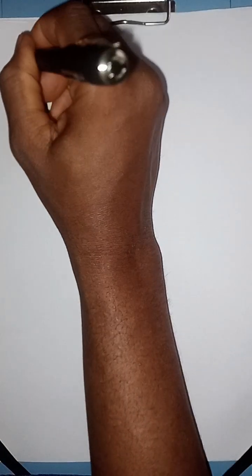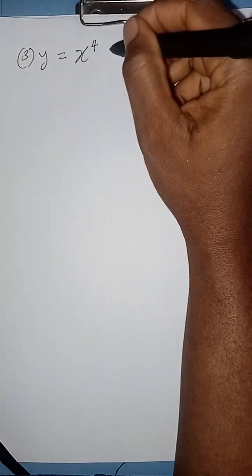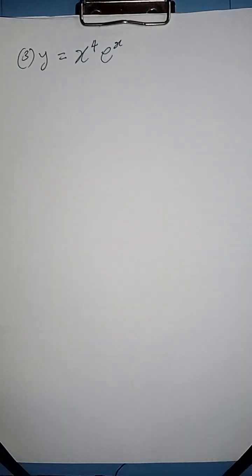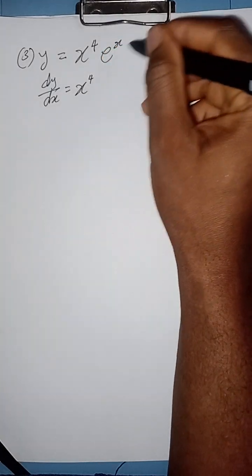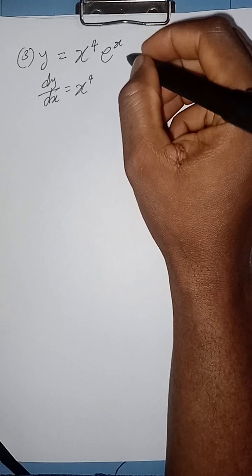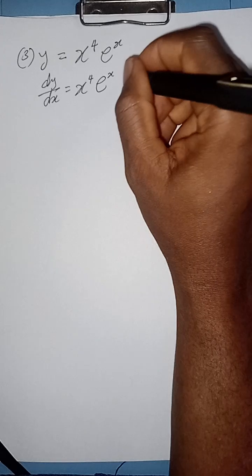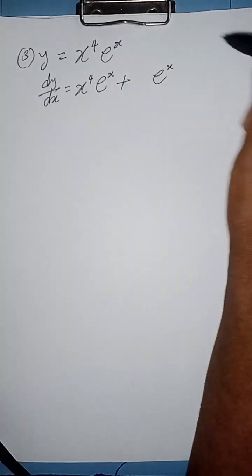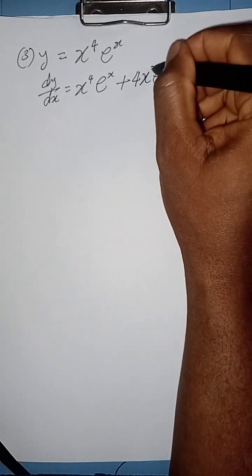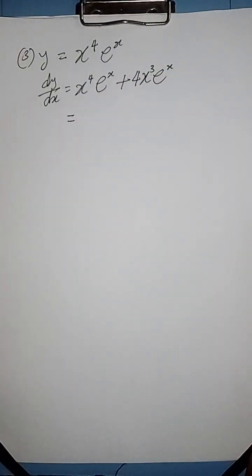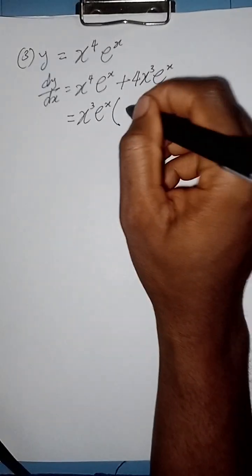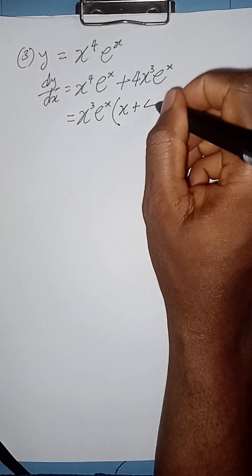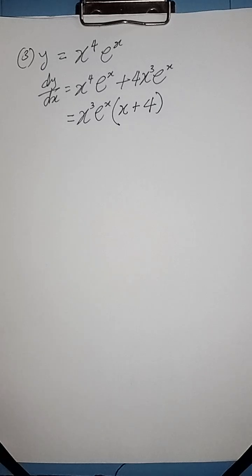Now let's go to number 3. I have y equals x raised to power 4 times the exponential function. So what will be the dy/dx? The same principle. Keep x raised to power 4 constant, differentiate e^x. Remember, under the standard derivatives, if you differentiate e raised to power x, the exponential function, it gives you back what you have there. Plus, you keep the exponential function constant, differentiate x raised to power 4, and that's 4x raised to power 3. Now, if you check this, there's a highest common factor, so you can factorize. The highest common factor here is x cubed times the exponential function. You open the bracket, and here you're left with x plus 4. So that's the working.